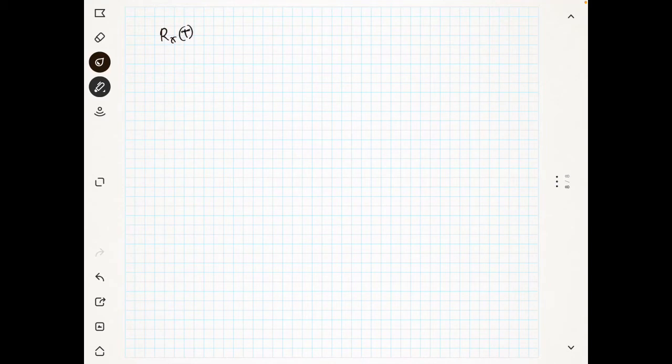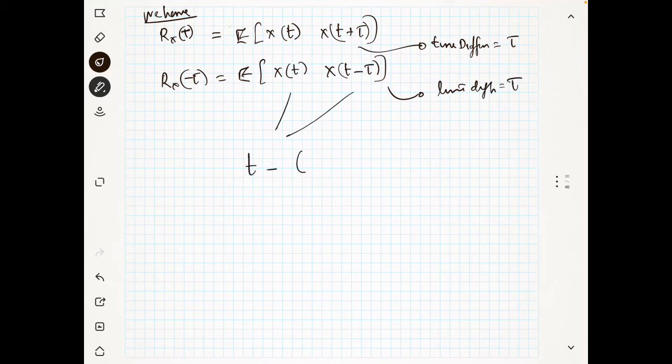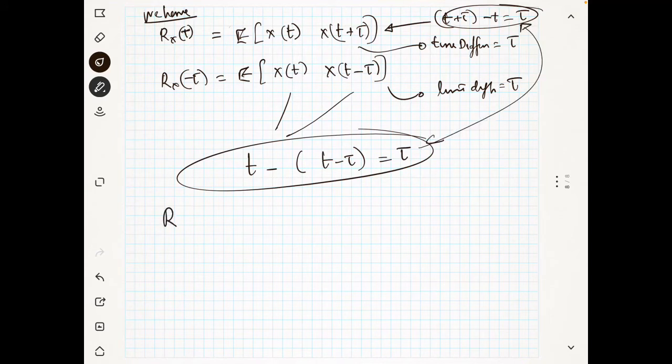You know that Rx of tau is equal to the expected value of x of t into x of t plus tau, and Rx of minus tau is equal to the expected value of x of t and x of t minus tau. Now what is the time difference here? The time difference is equal to tau, and here also the time difference is tau, because here the time difference is t minus (t minus tau), which is equal to tau, and here the time difference is t plus tau minus t, which is equal to tau. So both time differences are the same, so Rx of tau will be equal to Rx of minus tau in the case of a wide sense stationary process, WSS.